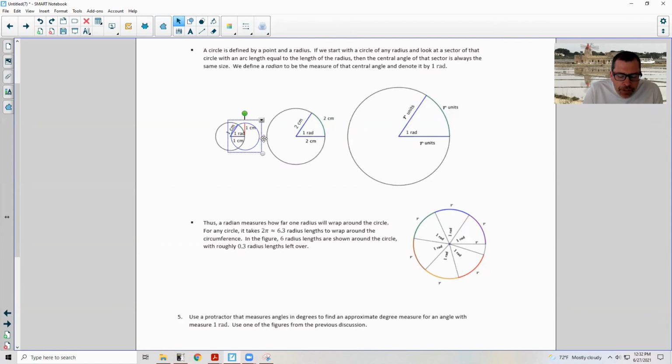And now if I get rid of this circle, think of this red line right here being a point going from here to here and rotated 90 degrees clockwise up to here. So if I straighten this arc out, that's where it would be. Okay, that is also 1 centimeter. That's what they are saying here. So a circle is defined by a point and a radius. If we start with a circle of any radius, look at a sector of a circle with an arc length equal to the length of the radius. So that's that there. Then the central angle of that sector is always the same size.